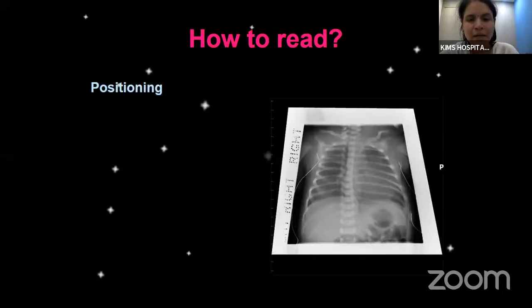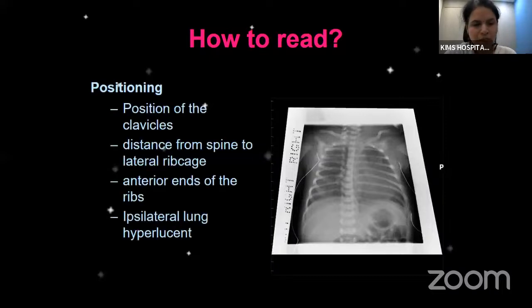So let us start by discussing from the first point, that is the positioning. So how do we comment by looking at the X-ray, whether the X-ray is well positioned or adequately positioned, or whether it is rotated? So there are following things that are to be noted. First and foremost, we comment on the position of the clavicles. As you can see in this X-ray, while the right clavicle is fairly in line, the left clavicle is moving at a significant diagonal, an oblique line. So obviously the position of the clavicles is not symmetrical. So this itself indicates that the infant is not well positioned.